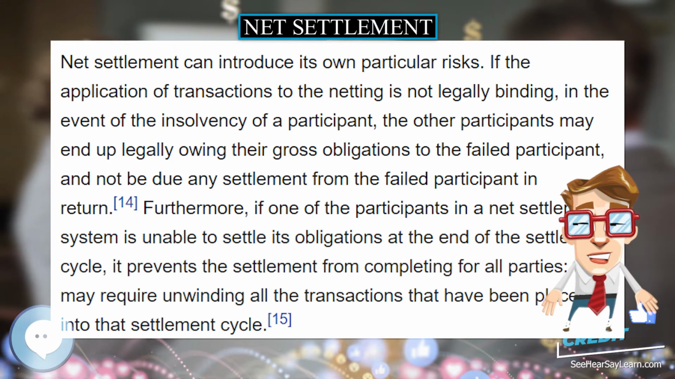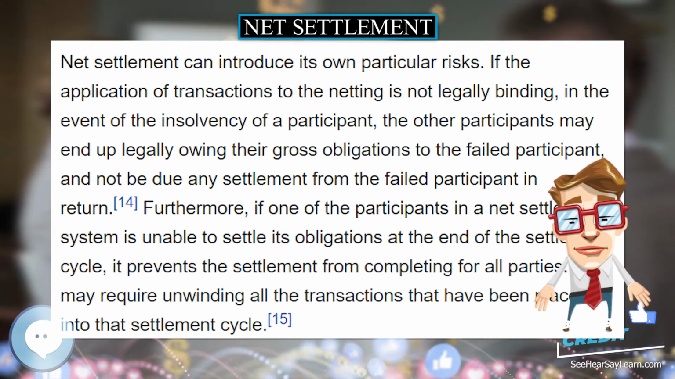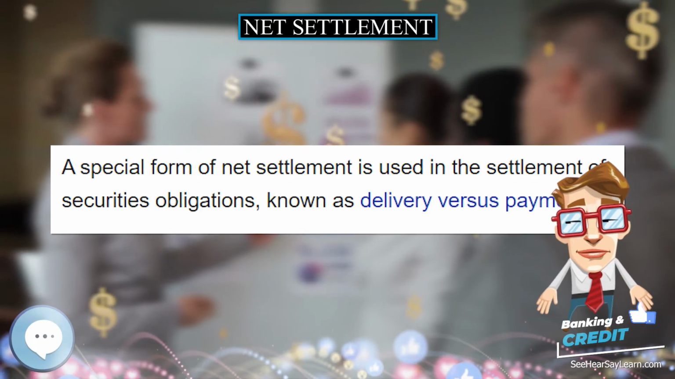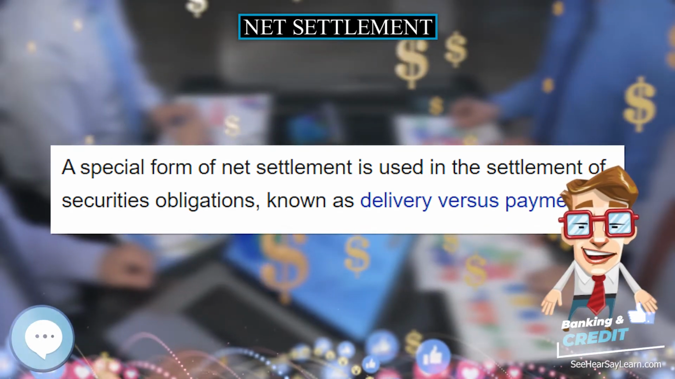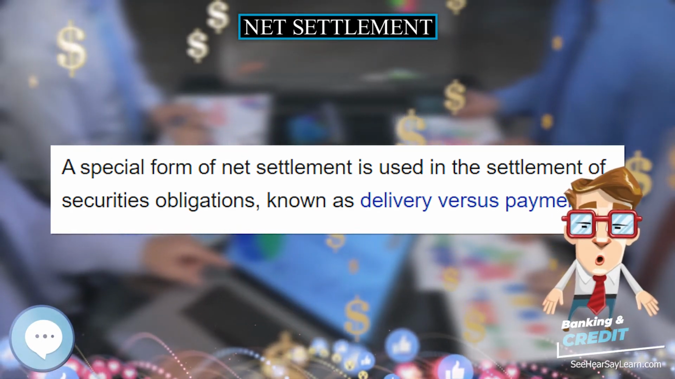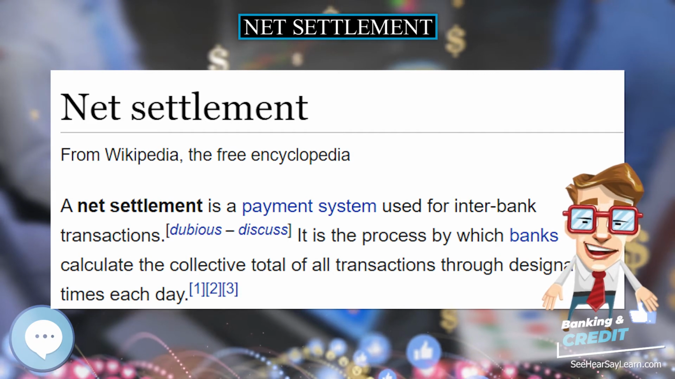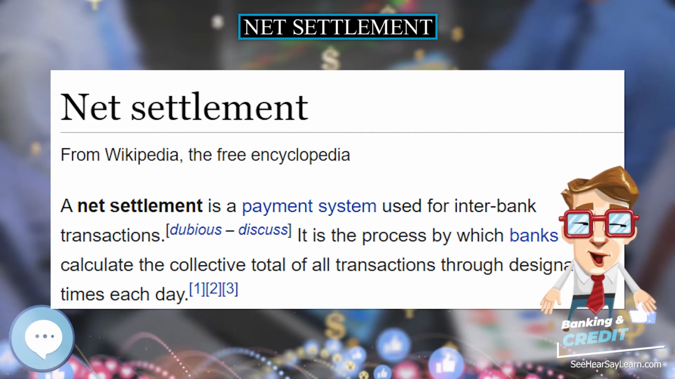Net settlement can introduce its own particular risks. If the application of transactions to the netting is not legally binding, in the event of the insolvency of a participant, the other participants may end up legally owing their gross obligations to the failed participant, and not be due any settlement from the failed participant in return.